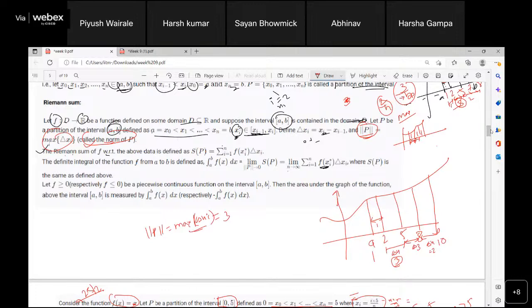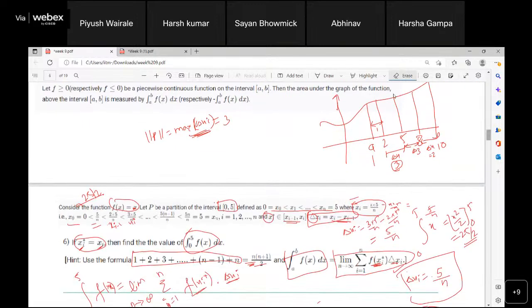If you are trying to make the limit of norm tend to 0, it means you are trying to reduce this 3 to 0, this interval to 0, because ultimately we are reducing this 2 and 1 also to 0, right? It will also get reduced. So that's why we take the maximum del of xi. Suppose if we take this 2 instead of 3, not the maximum one, this 2 will tend to 0 here, but not the 3, right? So that's why we always take the maximum del of xi and it will tend to 0. We are trying to reduce the interval so we can get a more accurate result.